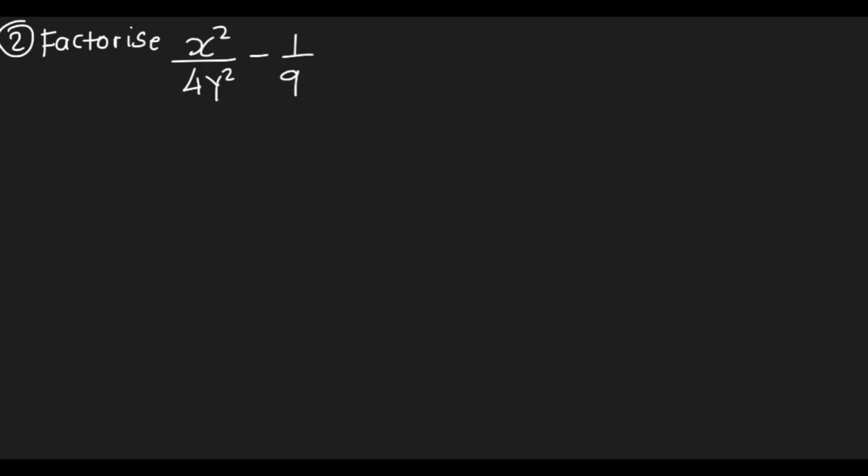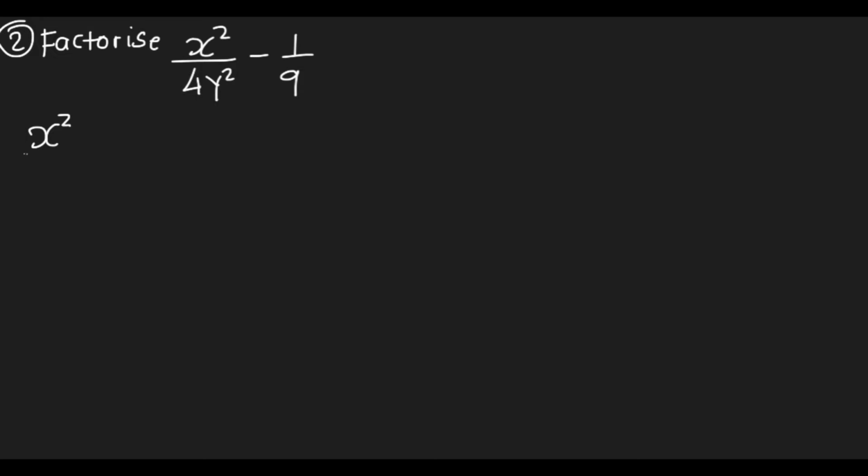Okay, so now we move on to question 2, factorize completely. So we have two fractions. The first fraction is this one, and also this fraction. Now we can see that the operator in between is minus. So our first step is to look at whether we can break each variable and number into its perfect square. So let's look at x.